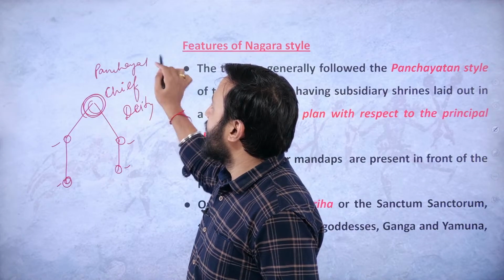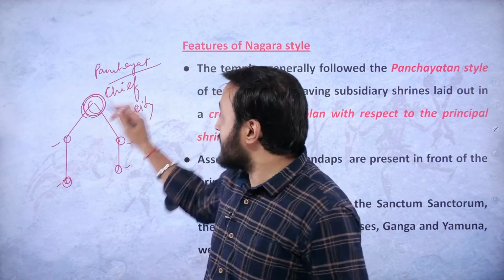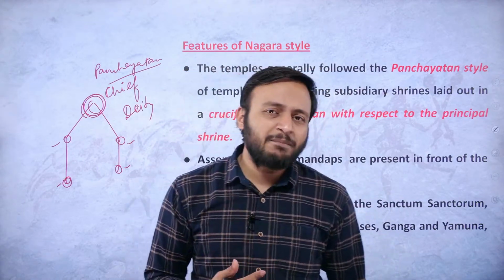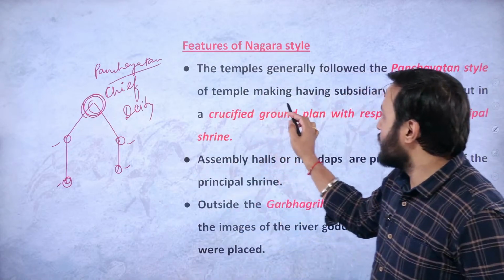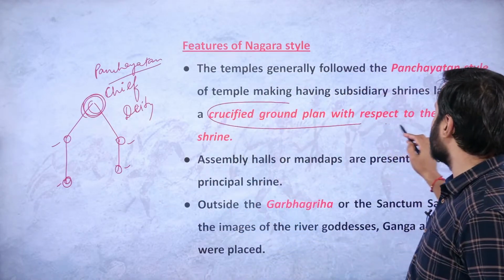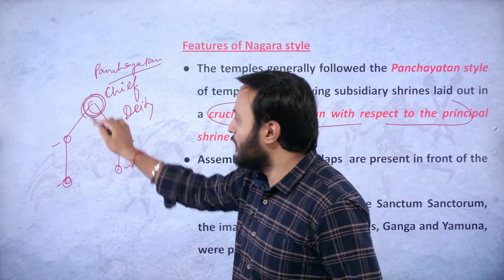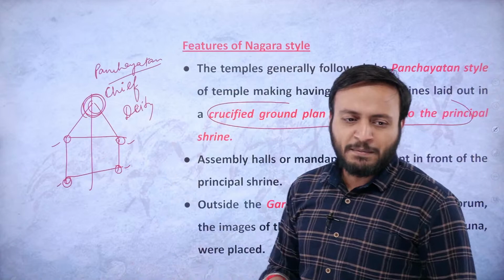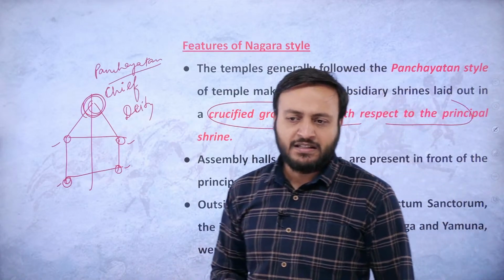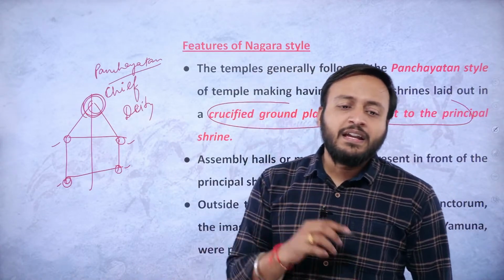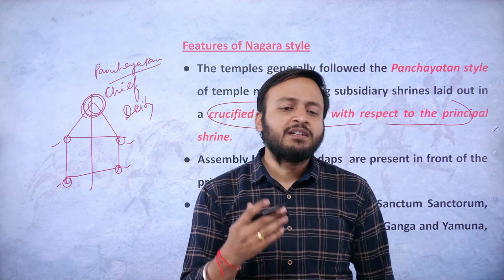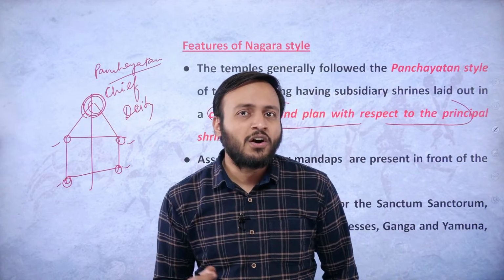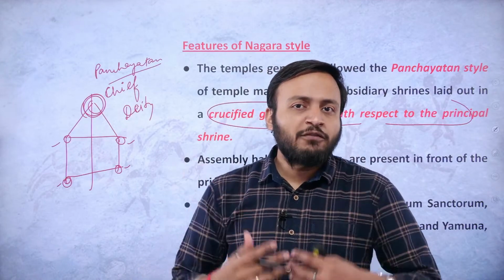Okay. Apart from Panchayatan style, we can also understand the basic presence of the cruciform ground plan with respect to the principal shrine. As I told you, cruciform ground plan with respect to the principal deity. That is the Panchayatan style. Okay everyone. Here in the Nagara style, we also have the assembly halls or the mandaps where the devotees of the god gather and wait for the darshan.